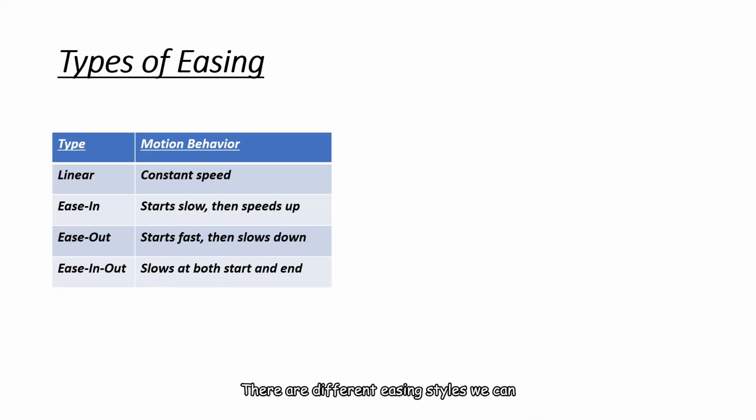There are different easing styles we can use. Linear easing moves at a constant speed. Ease in starts slowly and speeds up. Ease out does the opposite. It starts fast and slows down. Ease in out eases both at the beginning and end. Choosing the right easing type helps us control emotion and pace in animation.